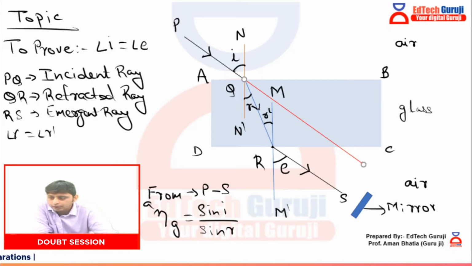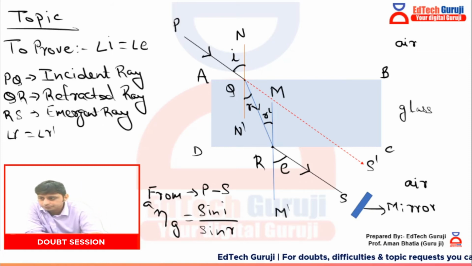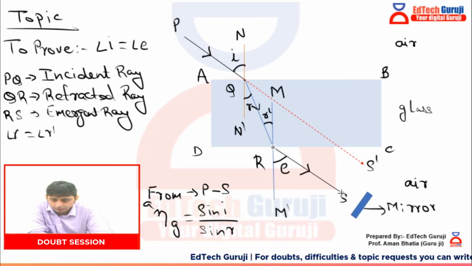Are you getting it? I'll make it dotted for you, because this is not real. The real path is from P to S. And we name this particular point S dash. So if the glass slab was not there, the ray would have travelled from P to S dash. Likewise, when I am talking about this mirror, this ray will finally come from here to this particular point and will hit the mirror anyway. Are you getting this?